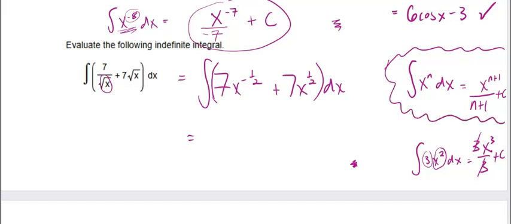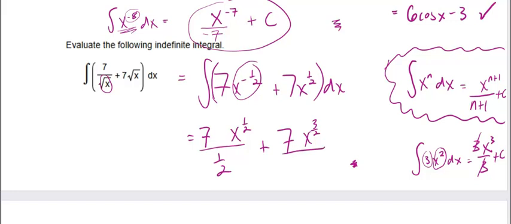So let's use it. The 7 comes along for the ride. I'm going to add 1 to negative 1/2. So negative 1/2 plus 1 is positive 1/2. And I'm going to divide by my new power. How about this one? 7 comes along for the ride. Add 1 to 1/2. That's 3 halves. I'm going to divide, and you might realize that this is a little messy. Dividing by 3 halves is the same as multiplying by 2/3, right? And that's how we're going to deal with this one.